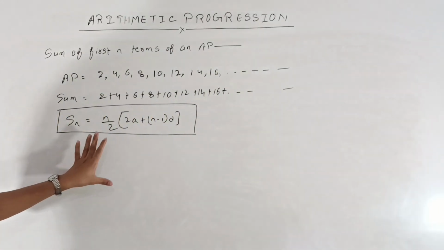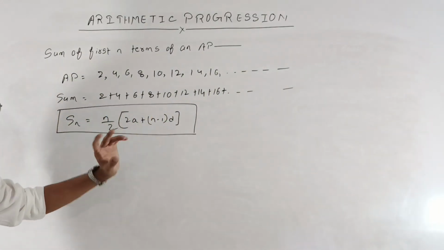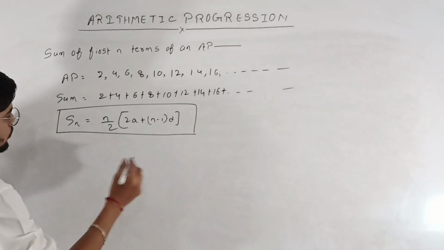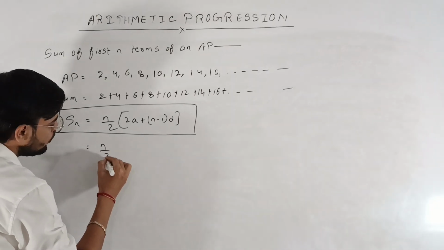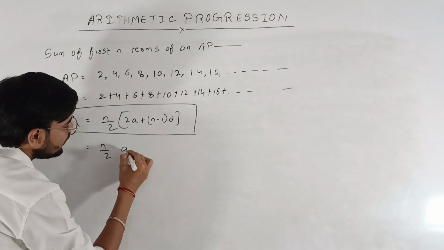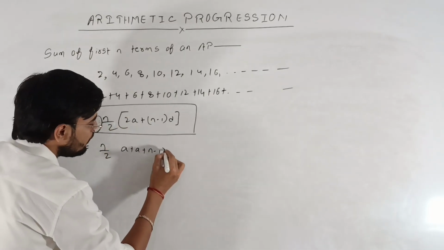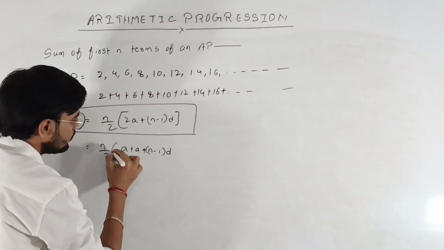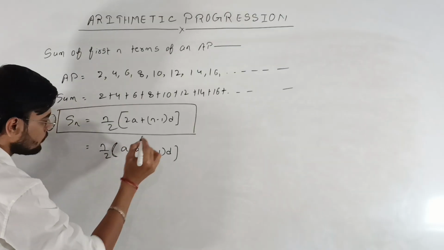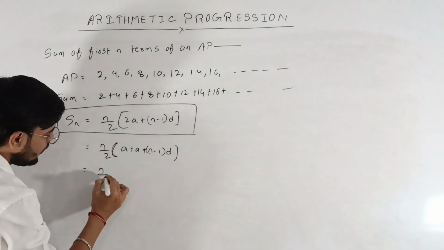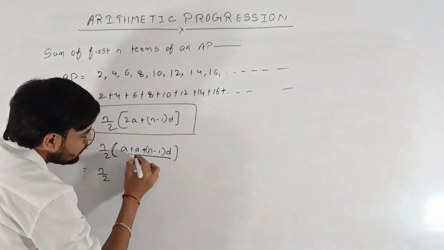Okay, this is the formula. Sn is equal to n upon 2, 2a plus n minus 1 into d. Now split this formula. So n upon 2, in place of 2a I write a plus a, which is 2a, plus n minus 1 into d.